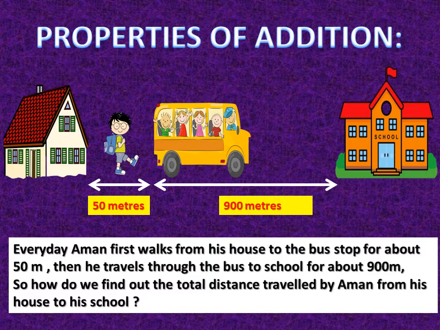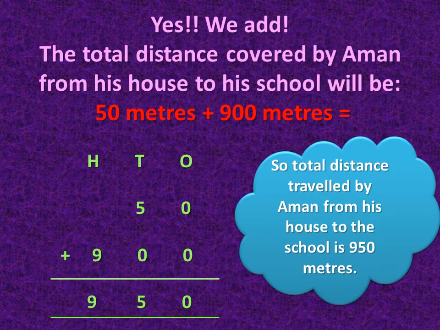It will simply be 50 meters plus 900 meters, because in this total distance, 50 meters was the distance he walked to the bus stop, and 900 meters was the distance which he used to cover from his school bus. So the total distance is the sum of 50 and 900. So here our sum will be 50 plus 900. Let's see what sum we get when we add these numbers together. We add 50 plus 900 in a similar manner as we had discussed earlier. So now our sum comes out to be 950.